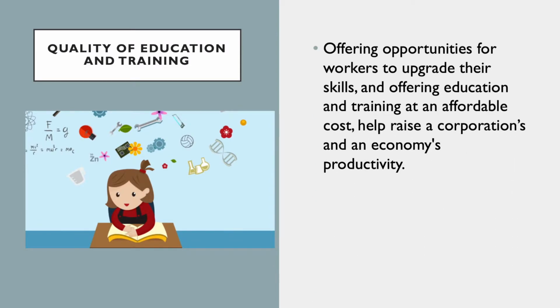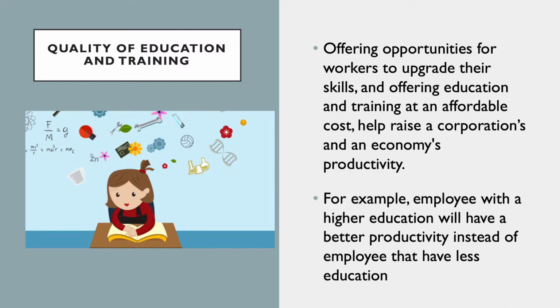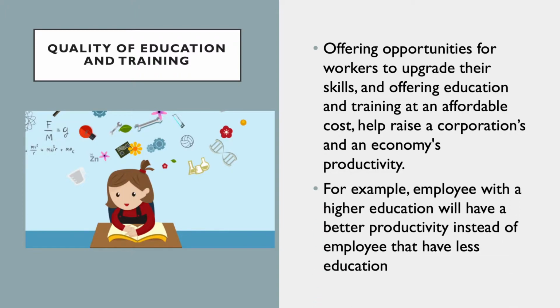The second factor is quality of education and training. Offering opportunities for workers to upgrade their skills and offering education and training at an affordable cost help raise a corporation's and an economy's productivity. For example, an employee with a higher education will have better productivity than an employee with less education.